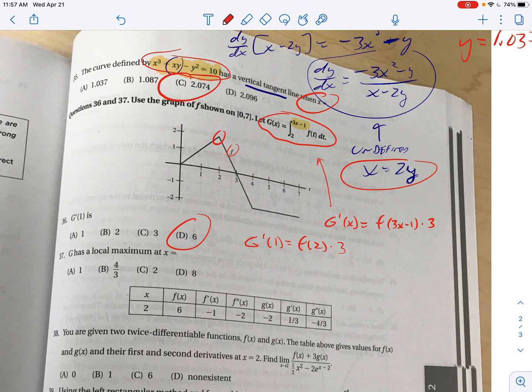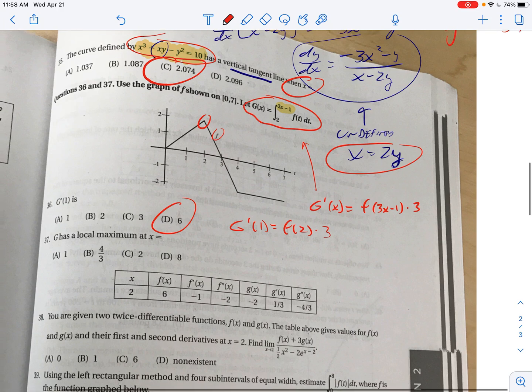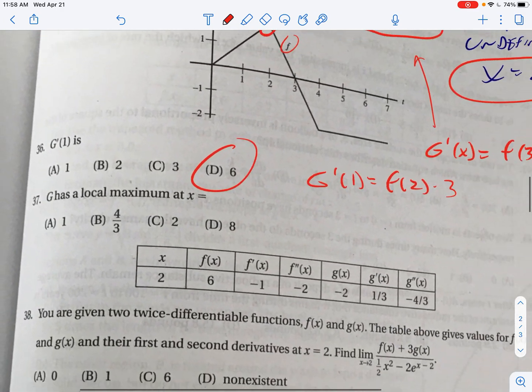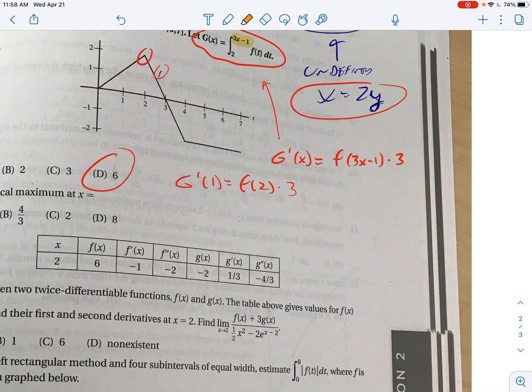And then where does g have a local maximum? So g has a local maximum when g prime switches from positive to negative. This is one of these things, don't even look at the graph yet. Just say, what will I be looking for? I will be looking for g prime switching from positive to negative. So I want to know, where does this switch from positive to negative? The 3 doesn't affect whether it's positive or negative.